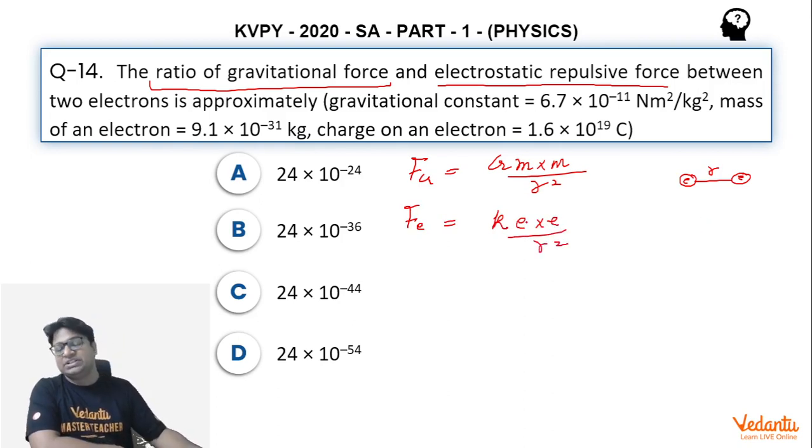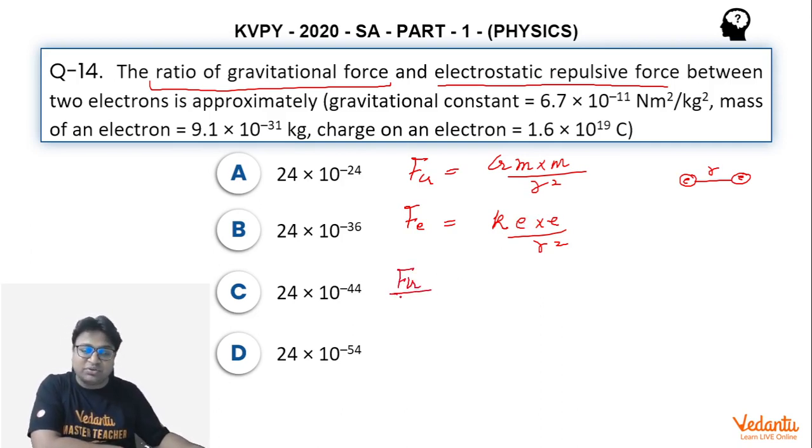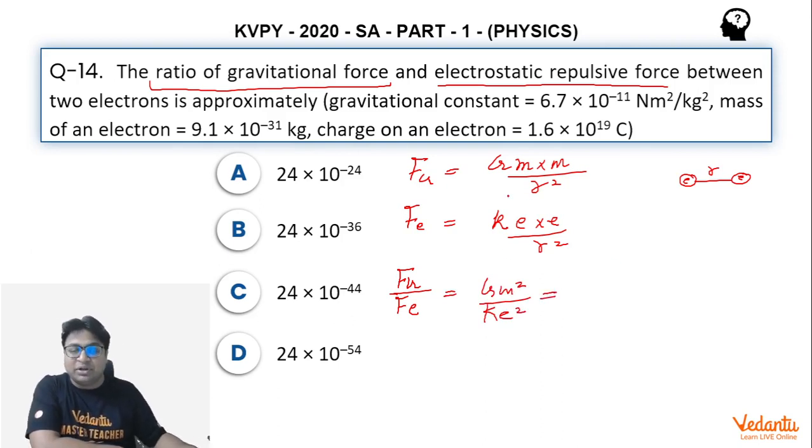So we can clearly see that r square will get cancelled when we take the ratio, and therefore the distance was not mentioned in the question. Now when we take the ratio Fg by Fe, what do we get? We get G m square by k e square. Let's see how much this ratio will be.